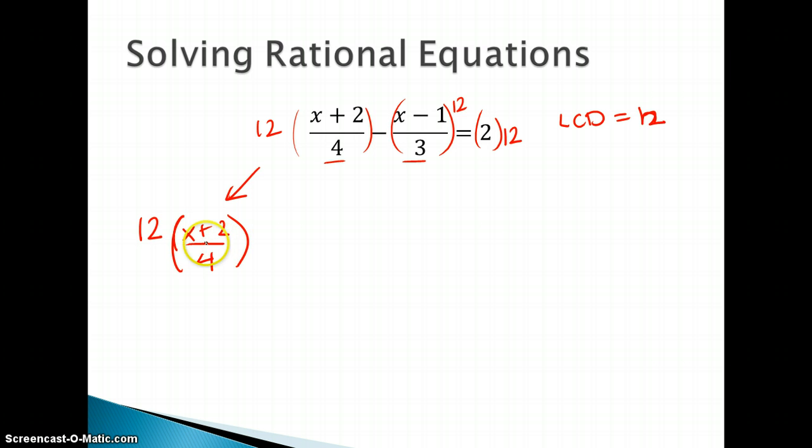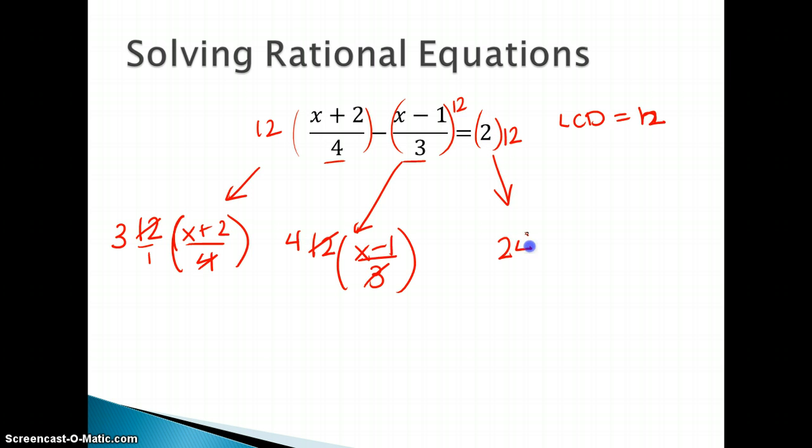So for instance, for this first term, if we multiply by 12, remember numerator and denominator, if you see factors that can cancel, you can do that. 12 and 4 can cancel. We're left with 3. For the second term, 12 times x minus 1 over 3, both are divisible by 3, so you're left with 4. And then 12 times 2 gives you 24.